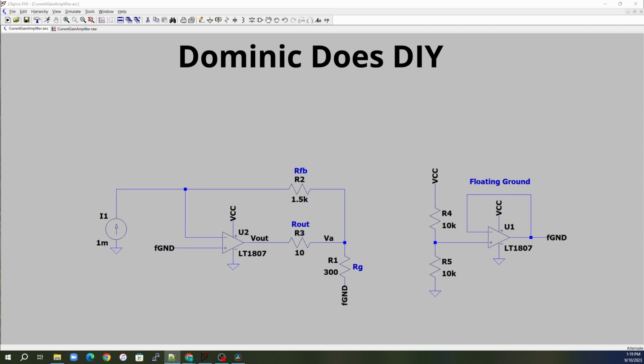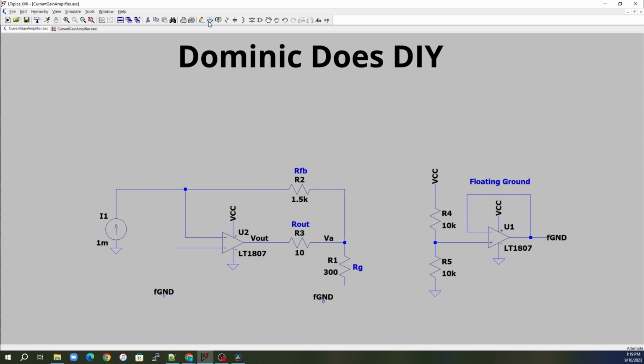So part 4, what are the limitations? What is the maximum we can do, and how can we manipulate this so that we can achieve a little bit more? So our circuit started out basically with these values, with our feedback resistor 1.5K, our ground resistor at 300, and our output resistor at 10 ohms. What we're going to do first is real quick see how this floating ground affects it, because we were running ideal op amps before.